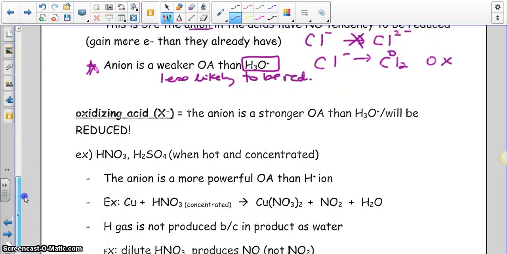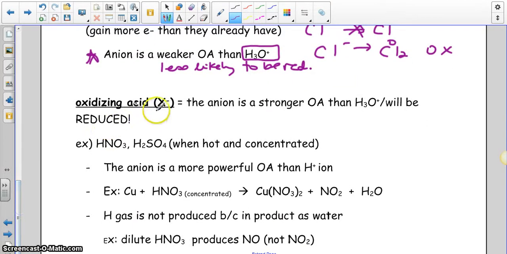Next, we have the oxidizing acid. So in this case, it's the anion that is going to be the one that's more likely to be, what does OA mean? Reduced, okay? So the anion is the stronger oxidizing agent. So in this case, hydrogen, or H with the 1+ oxidation state is still there, but is it the one that's going to be forming hydrogen gas? No, it will not be, okay? Something else is going to be undergoing reduction.